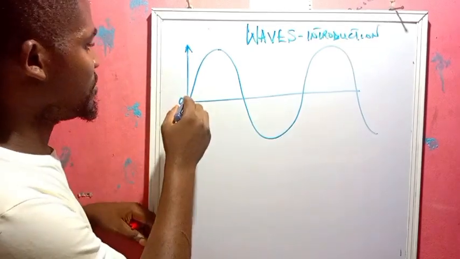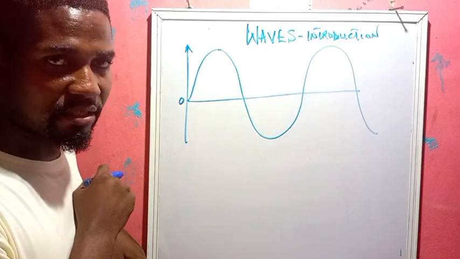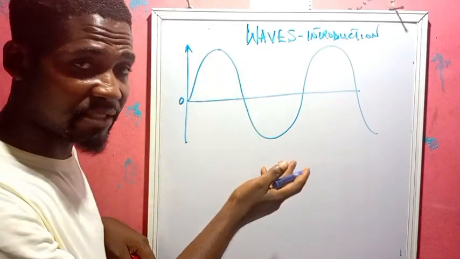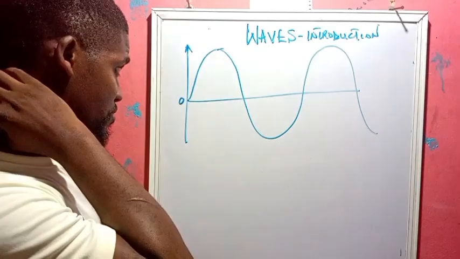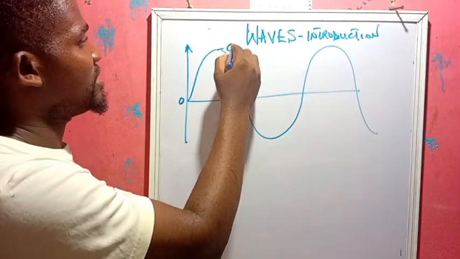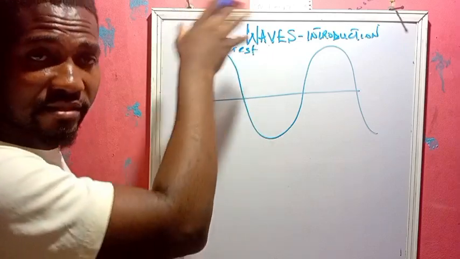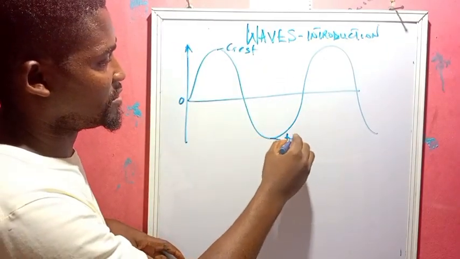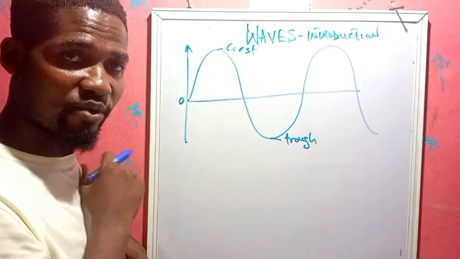Now, from here we have a minimum displacement. In a wave, we can have a point of maximum displacement, which is this. The highest point in a wave, the highest displacement, is known as the crest, while the lowest part is known as the trough. That's a wave.